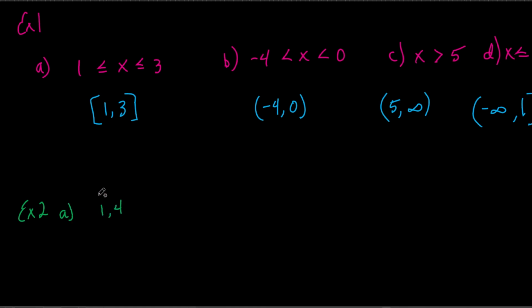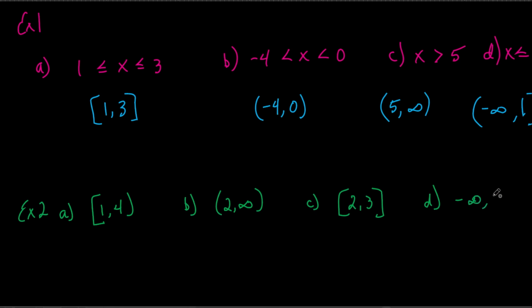So this is 1, 4, bracket, parentheses. That's A. B is 2, comma, infinity, parentheses with both of those. Part C is 2, 3, brackets. And then part D is negative infinity to negative 3, bracket, parentheses. So now we're doing the opposite. Instead of going from an inequality to interval notation, we're starting with interval notation, and we want to make it look like this inequality.